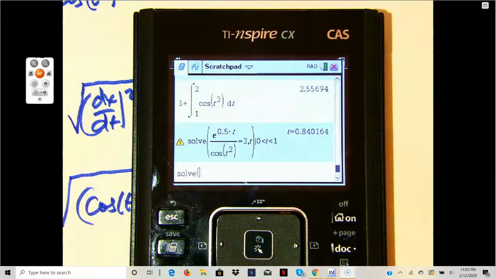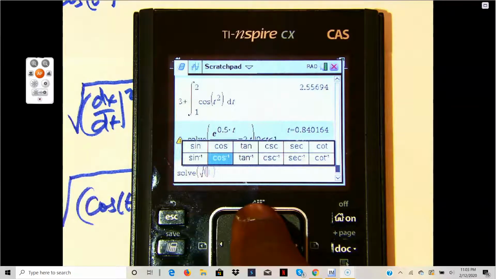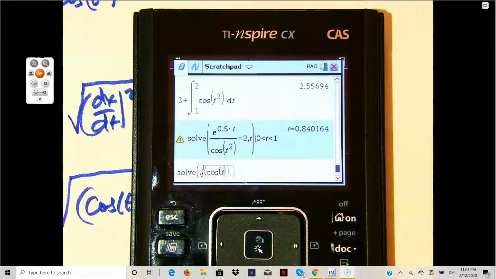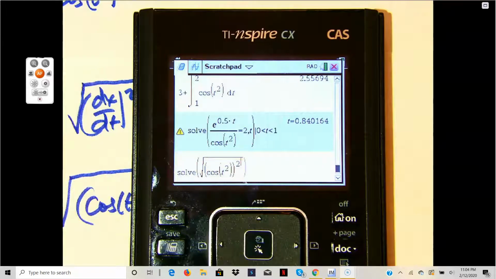Okay. Now, square root, parentheses, so we're going to get cosine of t squared. Then we're going to square that plus, parentheses, e to the 0.5t, and we're going to square that. All right, and we're going to set that equal to 3.